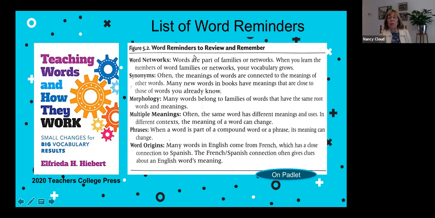This list is teachings about words that you want to give your expanding ELs. You want to make sure they know these things about words, that they can do these things with the words, that they should know how to do these things with words, that they should expect these things about words. And that's why she calls them word reminders. So let me remind myself about this, about words. Okay, so I hope that's clear.